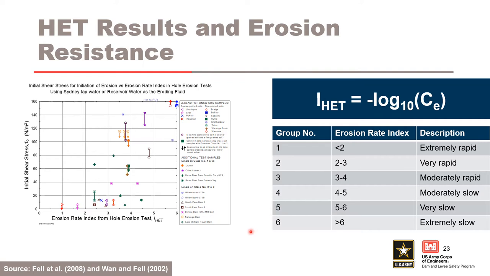One last thing that we should note about the hole erosion test is that the soil sample has to be able to maintain a hole. Because of this, this test is restricted to fairly cohesive samples that will allow that hole to gradually evolve throughout the duration of the test. For samples without enough plasticity, they will not maintain the hole and the sample will crumble and fall apart so that you can't get adequate test results.